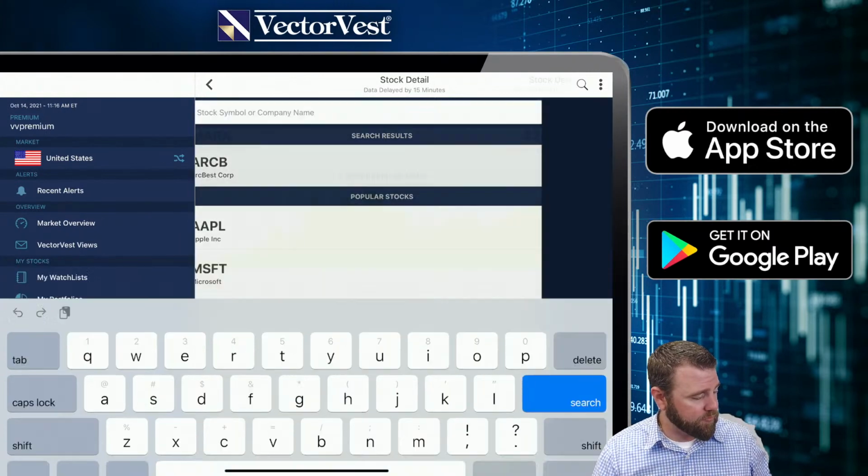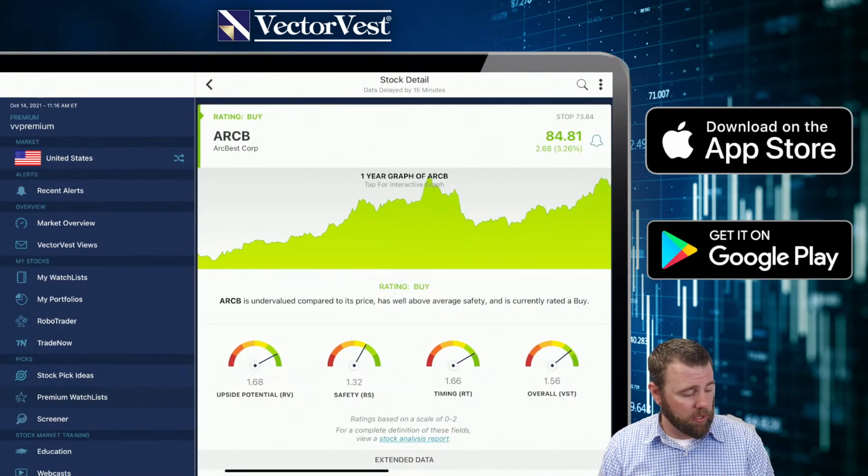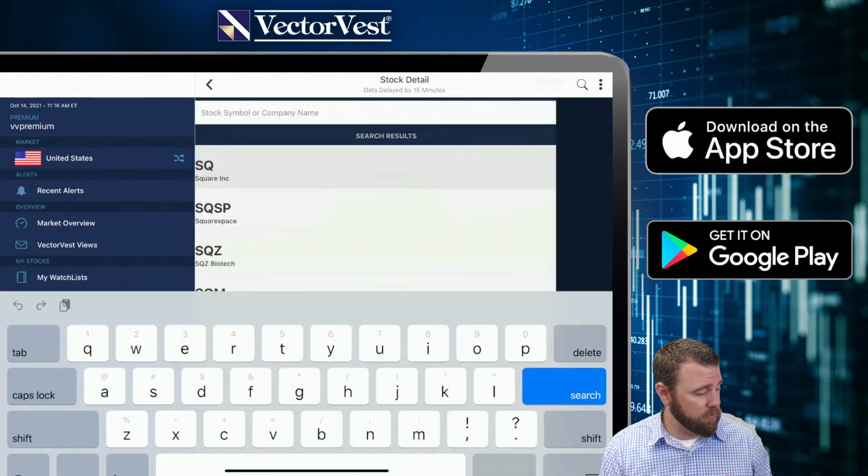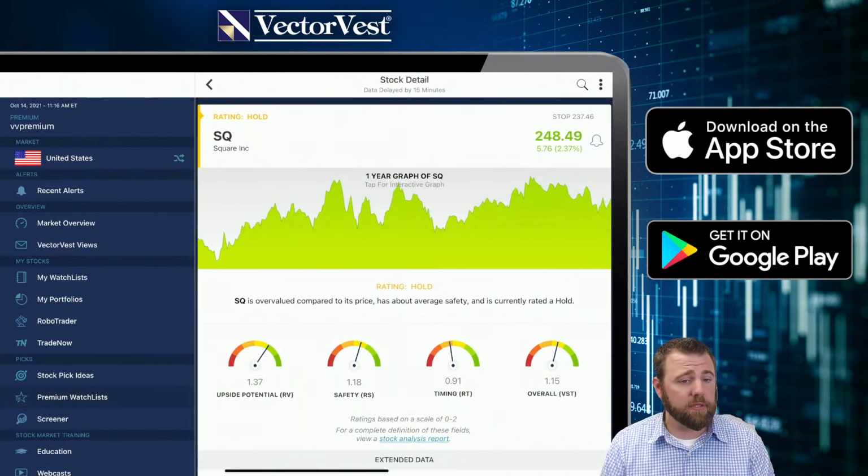ARCB. ARCB, good long-term potential, less risk associated with this stock. You have a strong short-term uptrend, so overall, stock's definitely favorable here. SQ, good long-term potential, less risk associated with it. You do have a short-term downtrend. Overall, it's a good stock, just not the right time to be long in it.